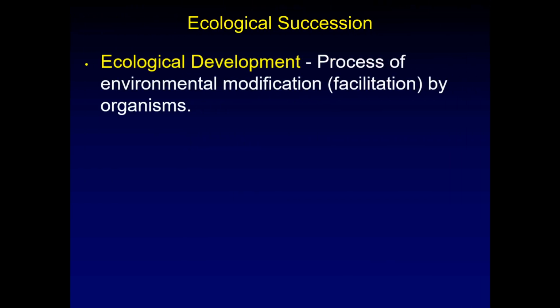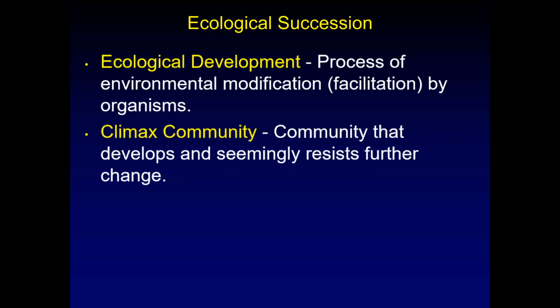So ecological development is a process of environmental modification or facilitation by organisms. Think about it as the lichens are producing soils that grasses can live on. Compared to climax communities, communities that develop and seemingly resist further change. As in, around here, the most common is oak. All right, once oaks start to move in, that's going to be your climax community. They're going to resist change, and usually once you have oak trees, the next step is a disturbance.